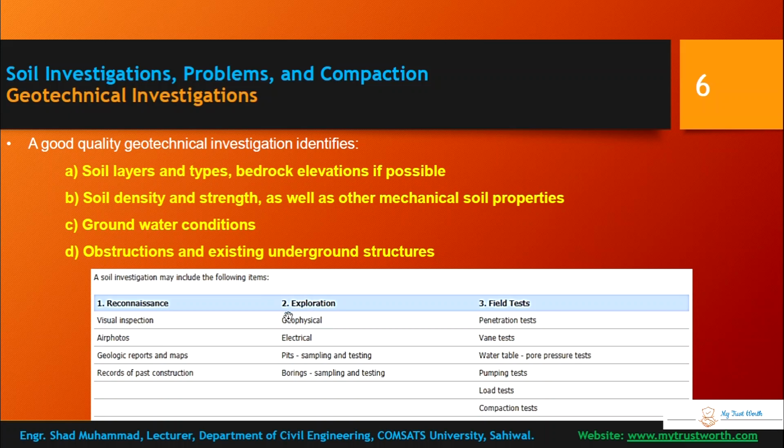Exploration includes geophysical exploration and electrical exploration, pits, sampling and testing, and boring and sampling and testing. So geophysical exploration can be conducted with the help of electrical instrumentation. Geotechnical investigations can be conducted with the help of pits and borings. Field tests include penetration test, vane shear test, water table and pore pressure test, pumping test, load test, load bearing test, and compaction test. These are the major field tests which are conducted on sites.